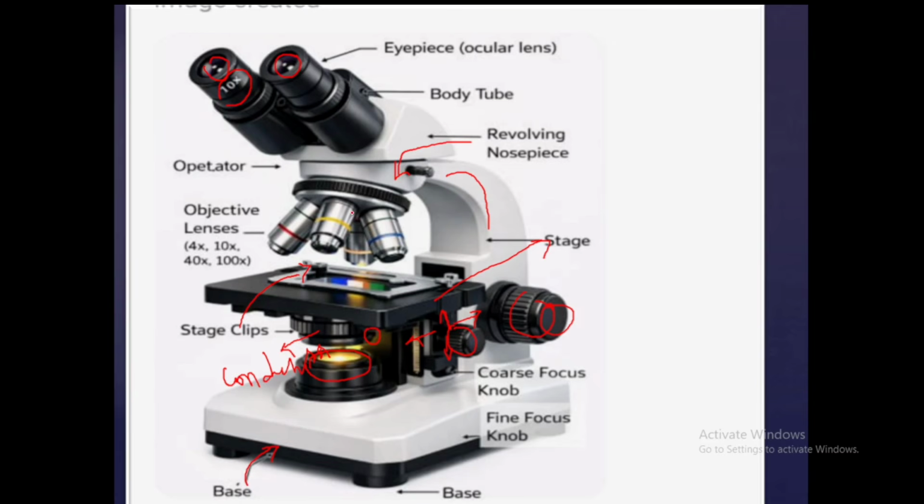Next is the objective lens. Four objective lenses are present, important for magnification and resolution of the image. This is the revolving nose piece, which can hold the objective lenses.